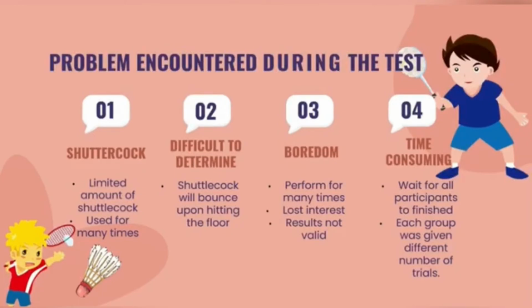The third problem is boredom. This is because the participants need to perform many times, so they might lose their interest in the activities. So the results of the test might be invalid because they did not do the activities at their actual performance level. The fourth problem is time consuming. This is because we need to wait for all participants to finish the activities before we can calculate the mean.